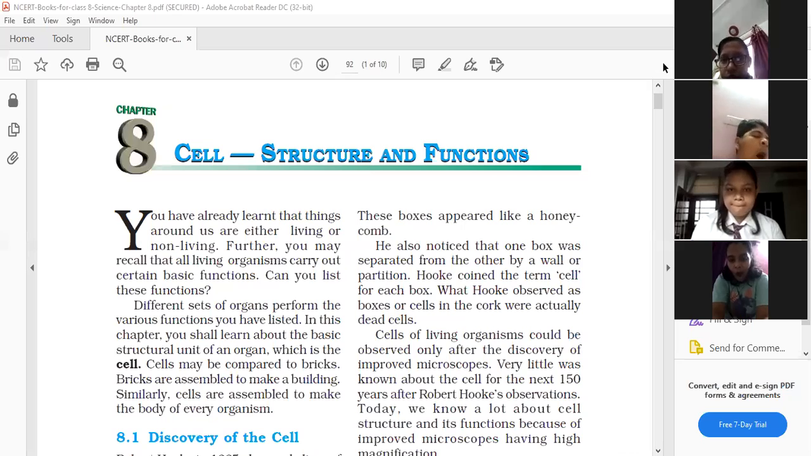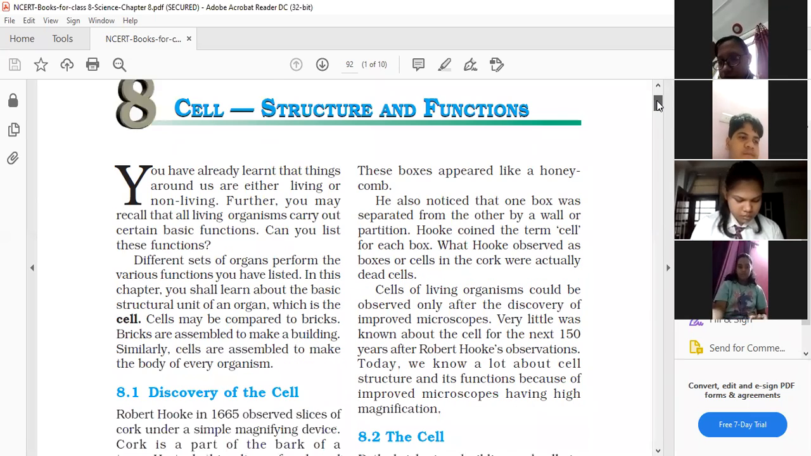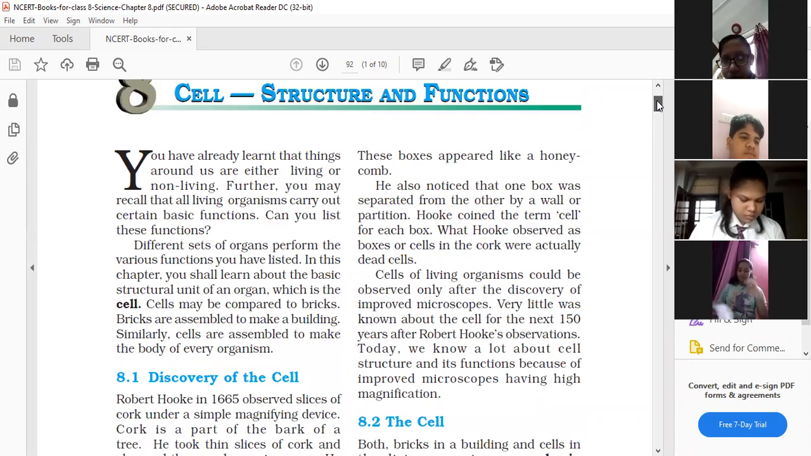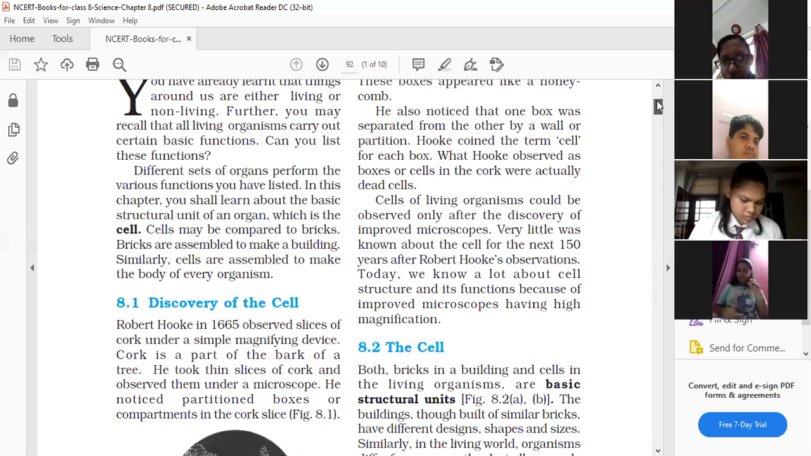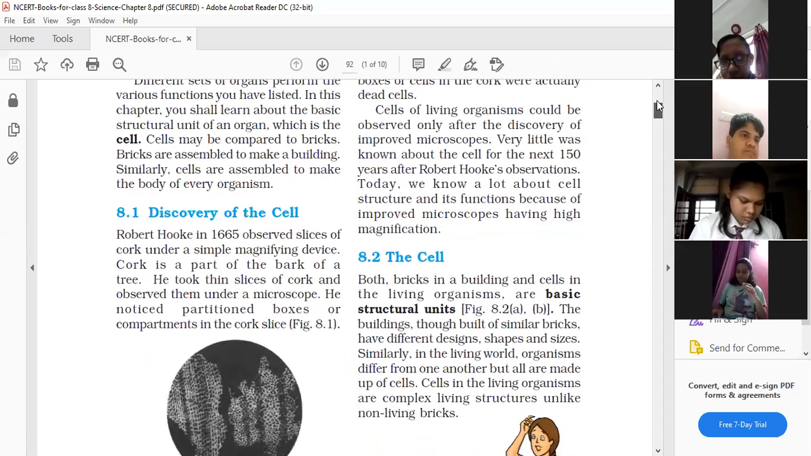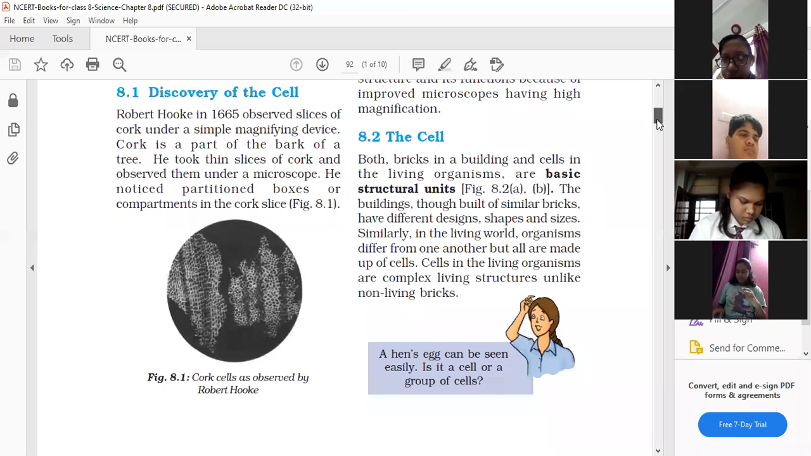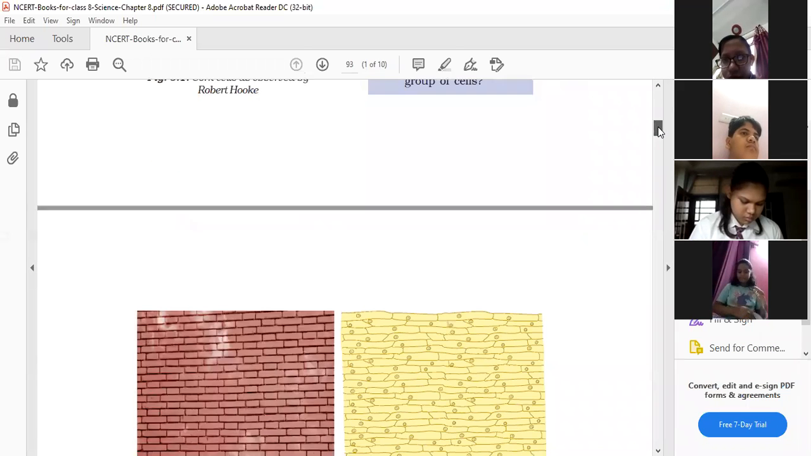So, good morning, children. Today in this class, we will continue chapter number 8, Cell, Structure and Functions. Let me recap first of all. Already we have discussed the discovery of cell was done by Robert Hooke in 1665. Cell is known as a basic structural unit. Why is it so? Because it performs the basic functions of our body. It is the smallest organism.